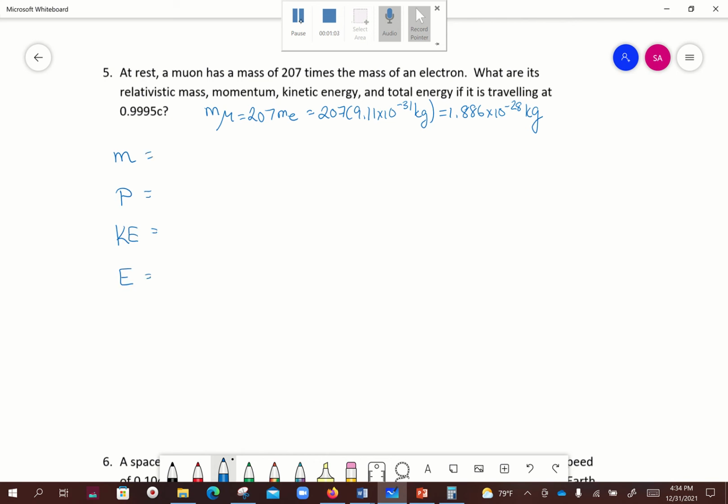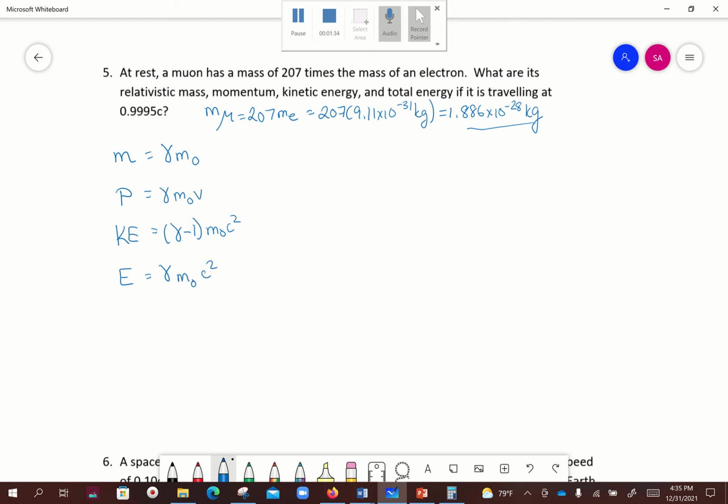Well, the relativistic mass is gamma times m0, the rest mass, which we know. The relativistic momentum is gamma times the normal classical momentum. Kinetic energy is gamma minus 1 times m0 c squared, and the total energy is just gamma times m0 c squared.